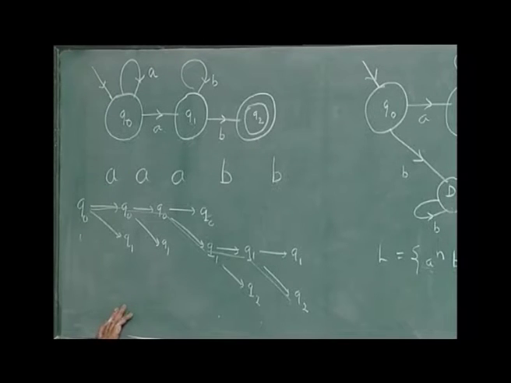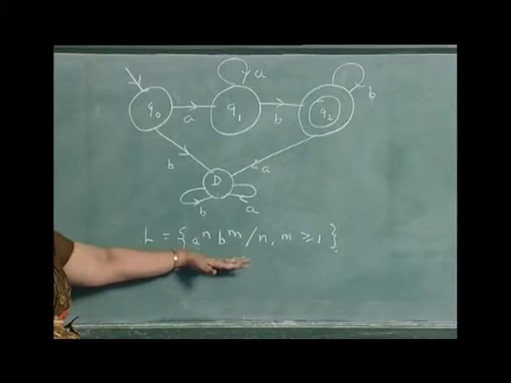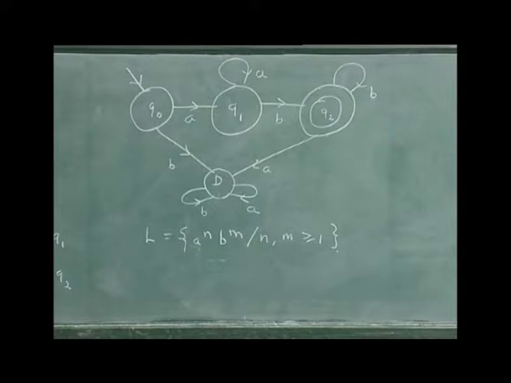Now, in this particular example, you see that the same language A power n, B power m, n, m greater than or equal to 1 can be accepted by a deterministic machine also.